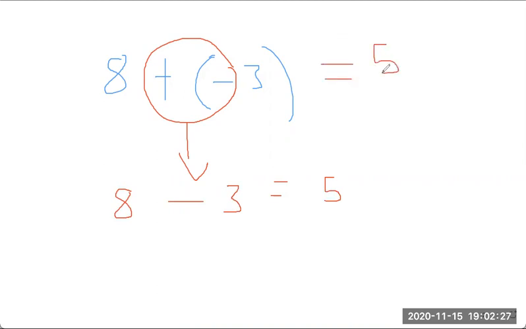You're at 8, you get smaller by 3, you're going down by 3, you end up at 5. And that is how you add and subtract negative numbers.